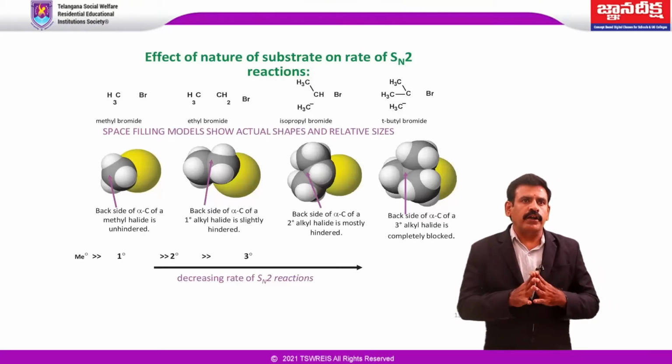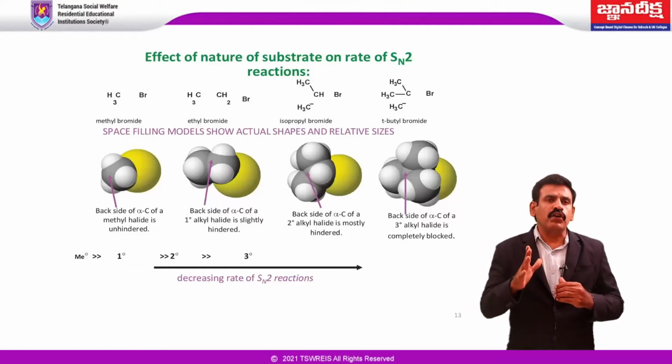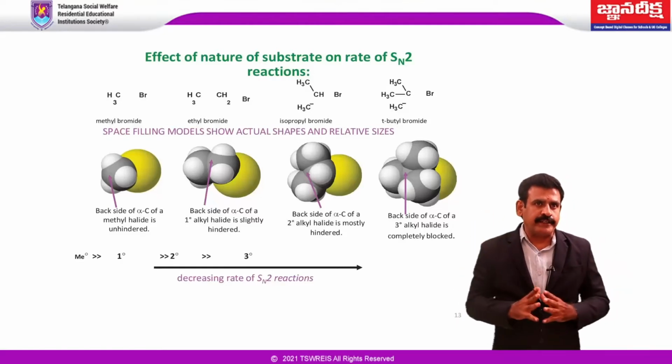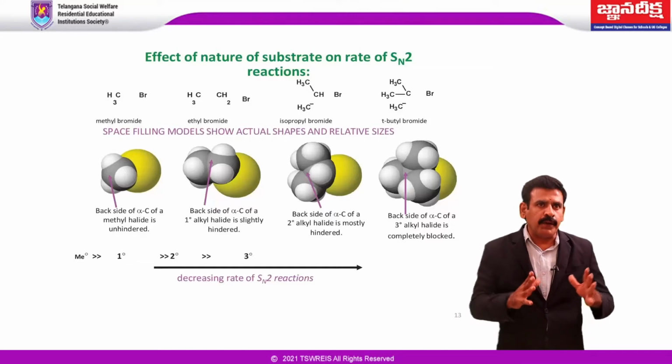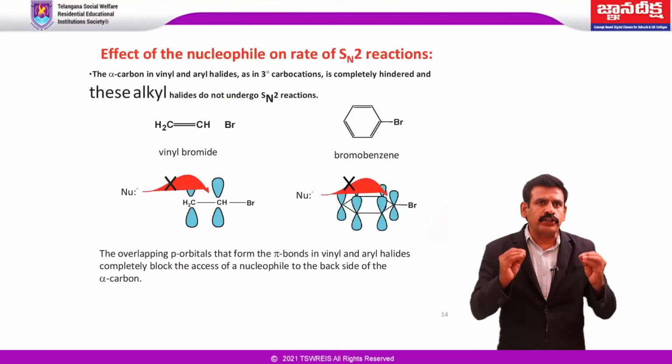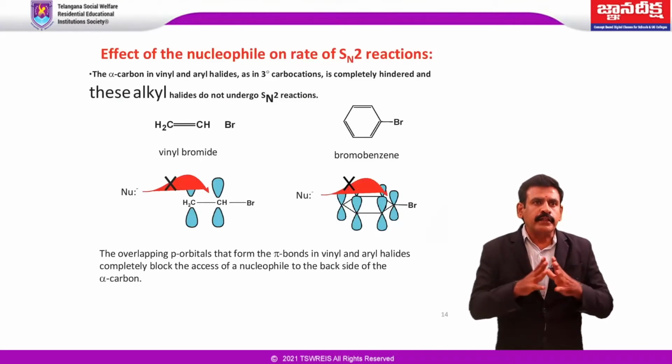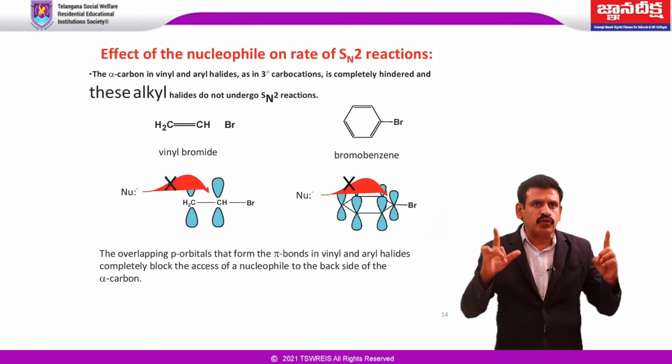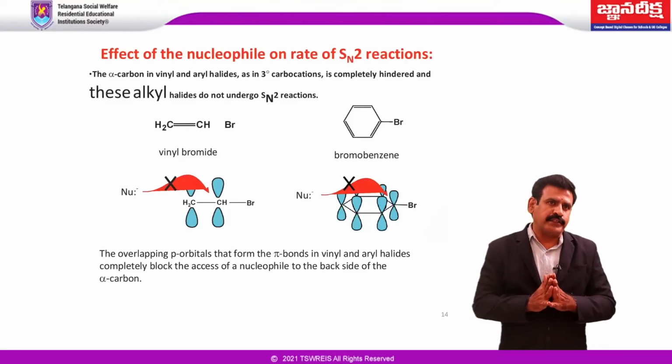So this is the order, and then the effect of the nucleophile on SN2 reactions. The alpha carbon in vinyl and aryl halides, like tertiary carbons, is completely hindered, and these halides do not undergo SN2 reactions.